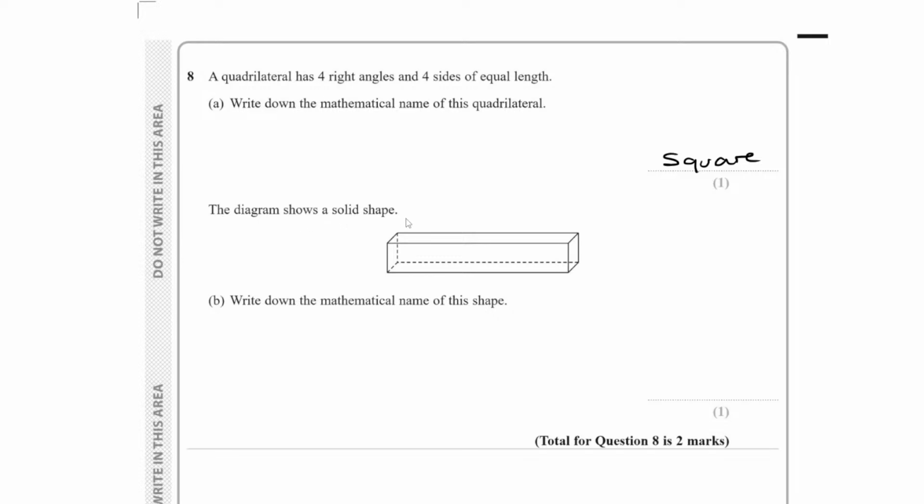The diagram shows a solid shape here. Write down the mathematical name of this shape. So we just have to know that's a cuboid, isn't it? It's a 3D rectangle, basically. So you have to say cuboid. Another 2 marks there.